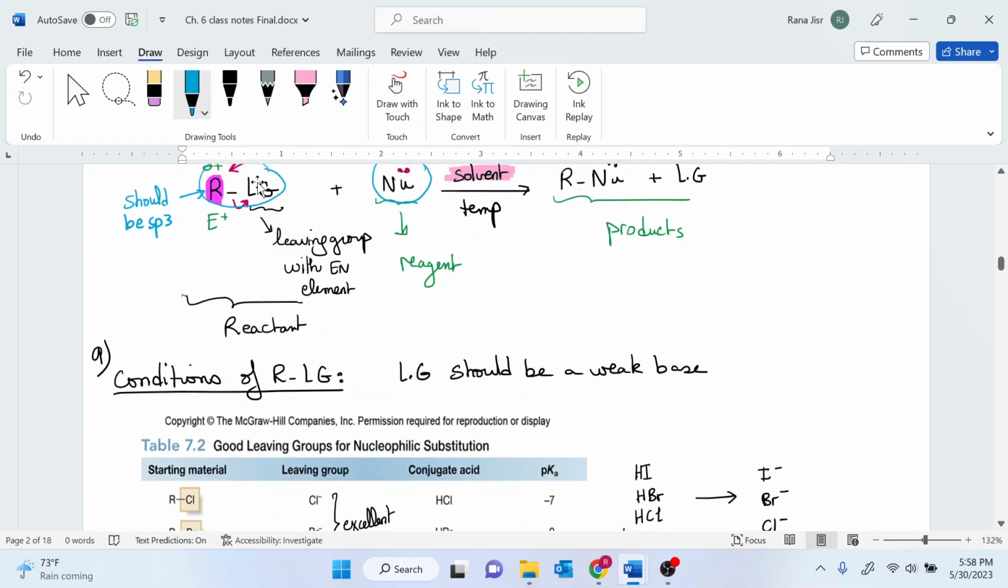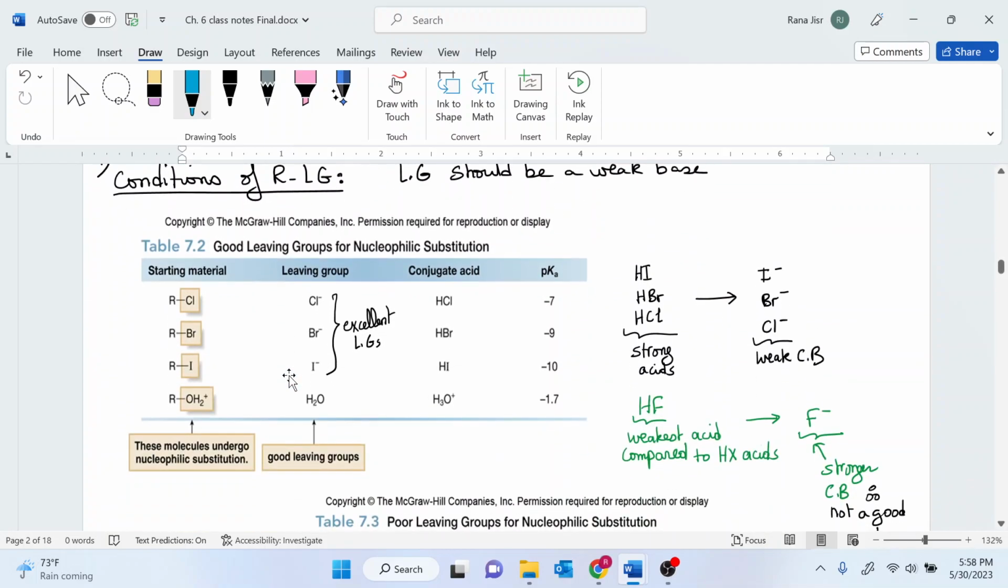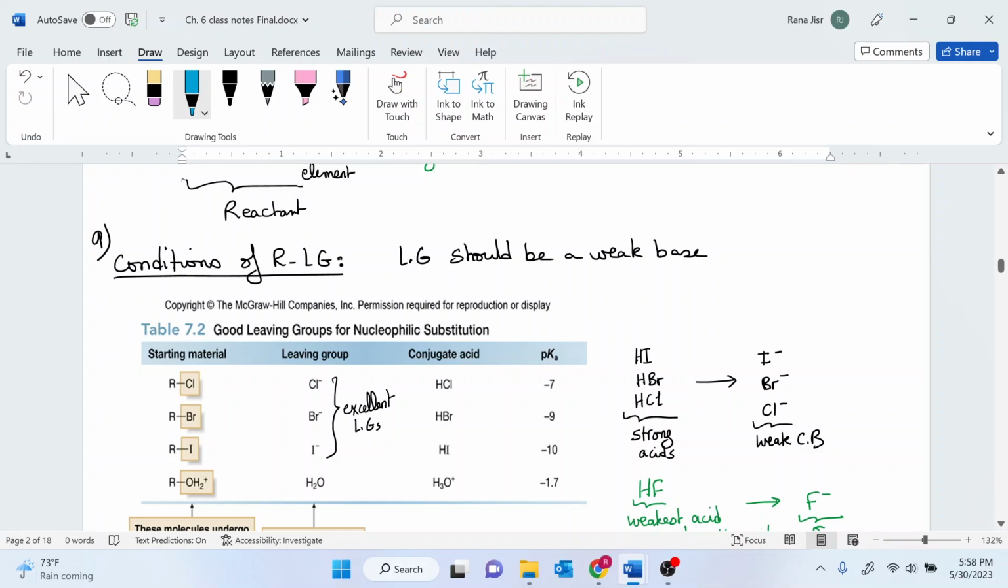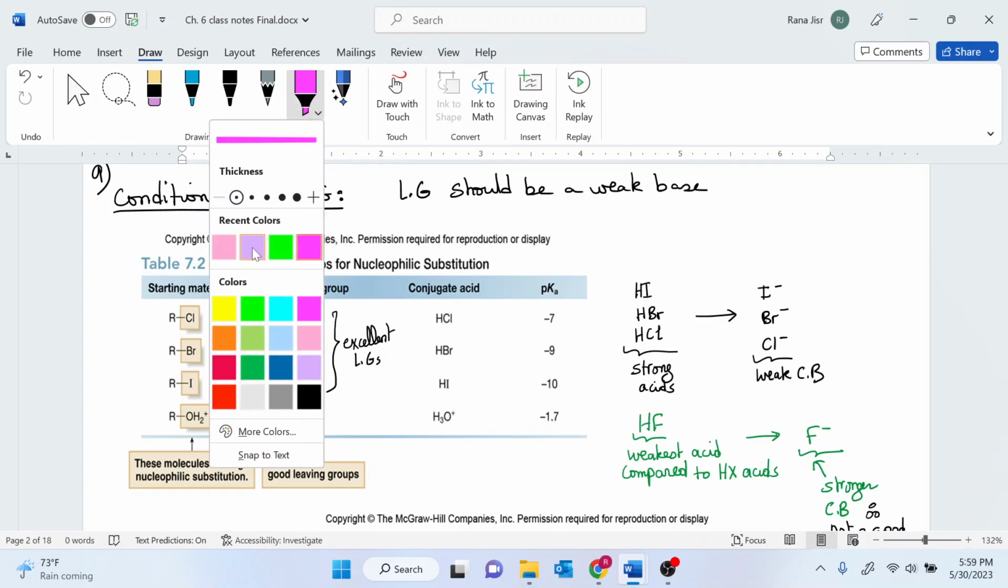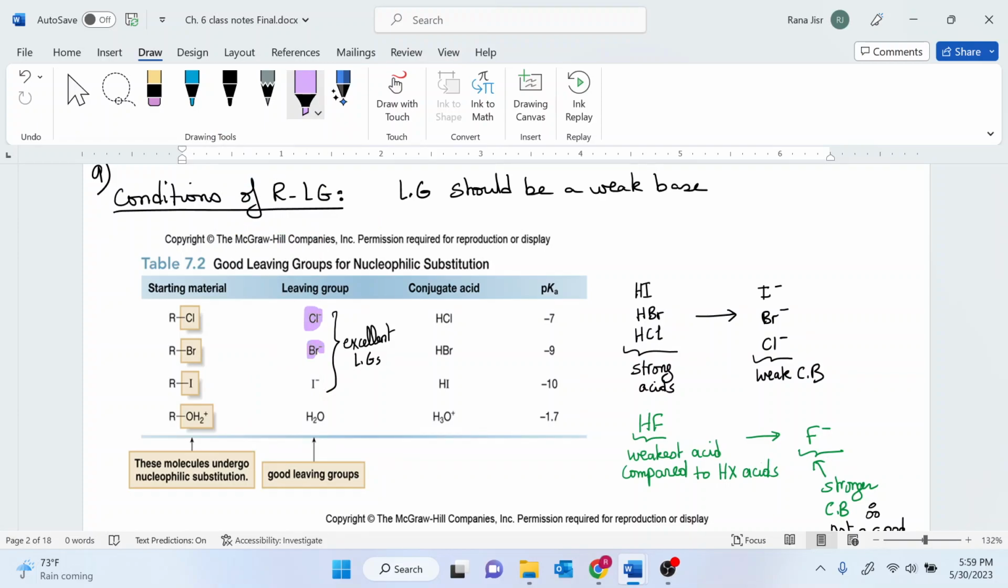Let's start with the leaving group first, and then we're going to talk about the alkyl leaving group. By definition, a good leaving group is a weak base. To be a weak base, it has to be generated from a strong acid. For example, I minus, Br minus, Cl minus are all excellent leaving groups. The reason is that they come from very strong acids, which are HI, HBr, and HCl.